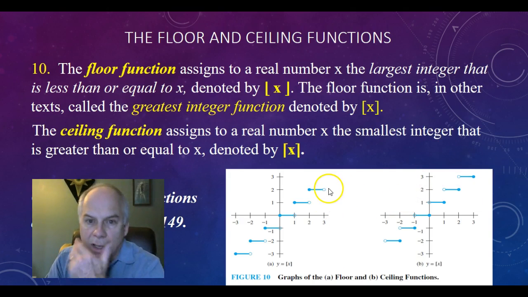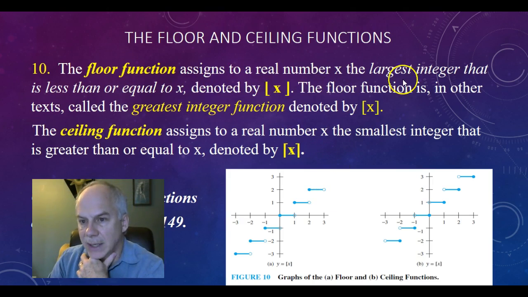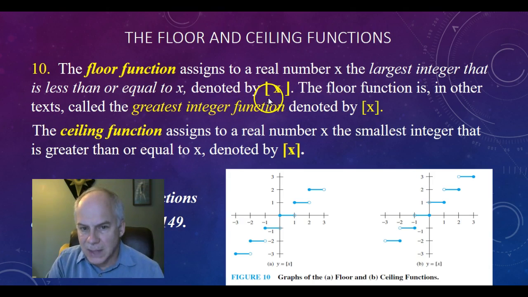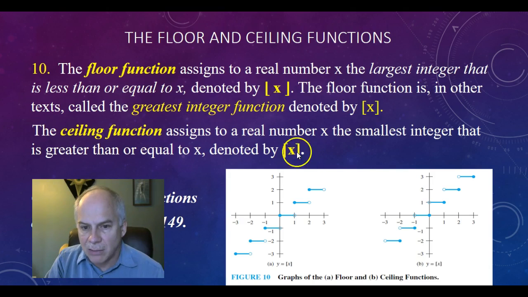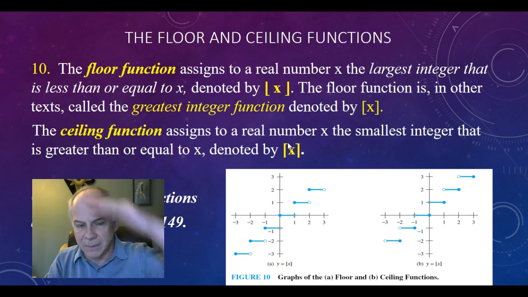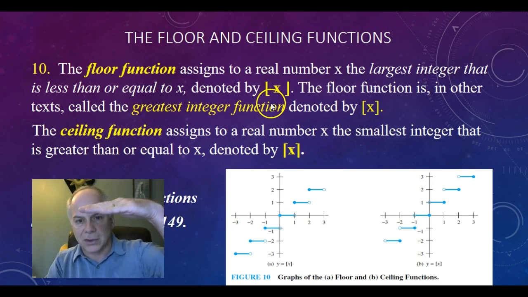Two more functions, the floor and ceiling functions. So the floor function assigns to a real number x the largest integer that is less than or equal to x, denoted by x with these symbols here. And you notice that the line at the bottom of this symbol kind of indicates the floor. It's at the bottom, all right? The ceiling function will have the symbol with that little knob there at the top, so you think of the ceiling.